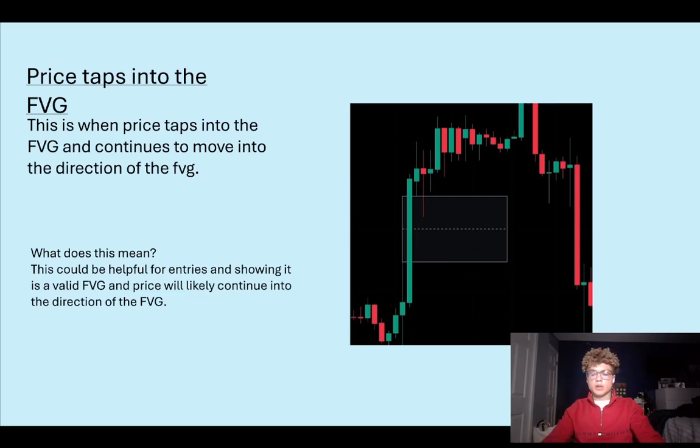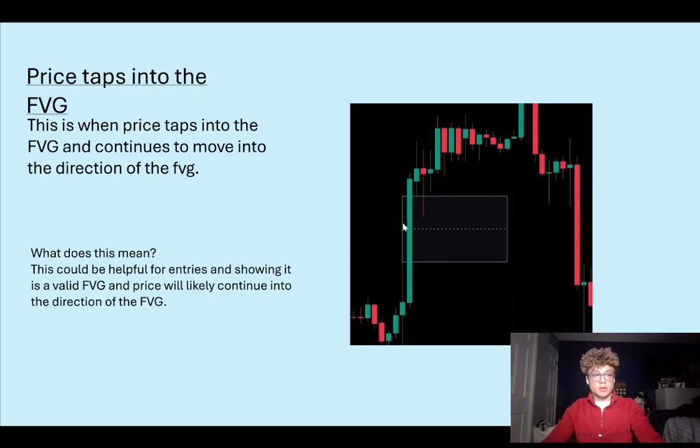Another good example of this is when price taps into the fair value gap. This is kind of hard to see with this wick right here, but this is when price taps into the fair value gap literally and continues to move in the direction of the fair value gap. So this could be helpful for entries and showing when a fair value gap is valid and price will continue to move in that direction of the fair value gap.